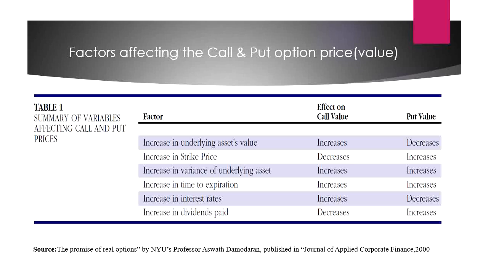Up to this point, according to the Black and Scholes model, there are 6 factors that determine the call option value and the put option value. These factors are variables affecting call and put prices. The first one is the increase in underlying asset value. That means the underlying stock price. If that is positive, that will have a positive impact, meaning with an increase in underlying asset value there will be an increase in the call value.